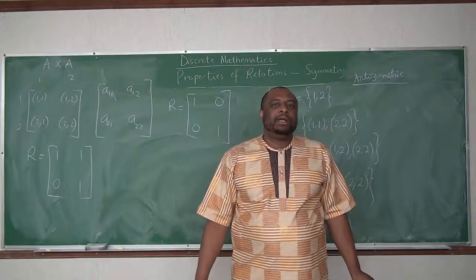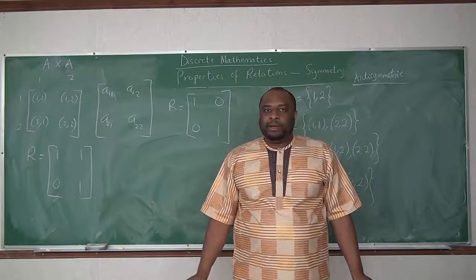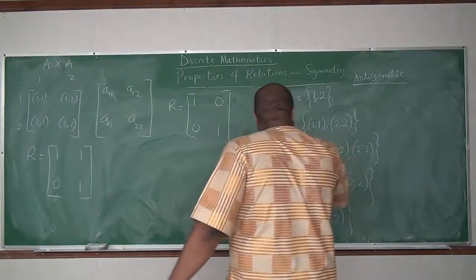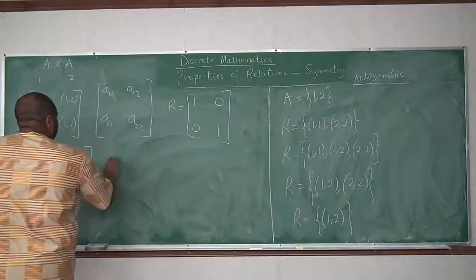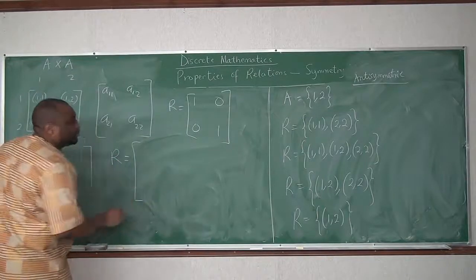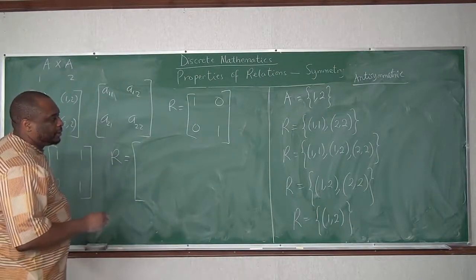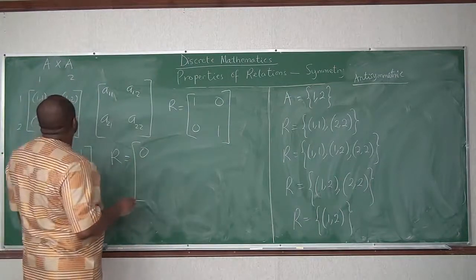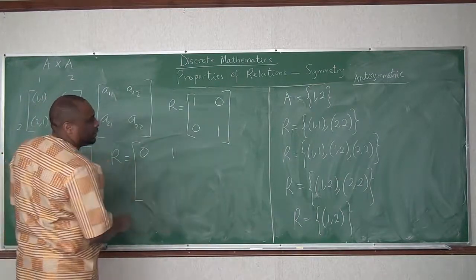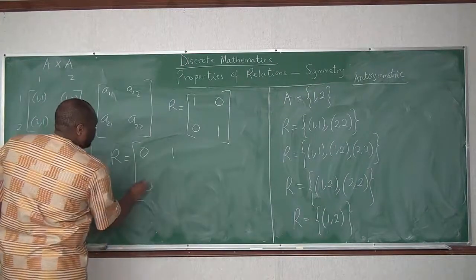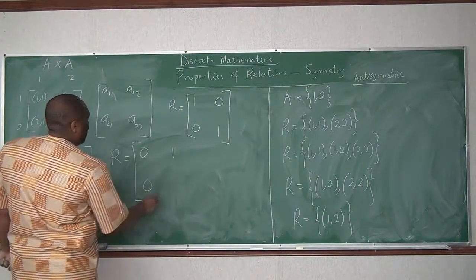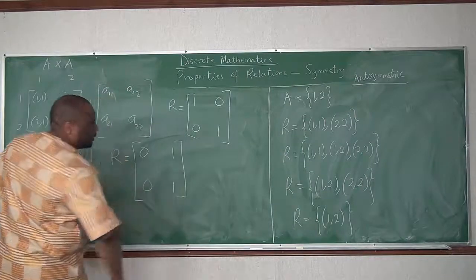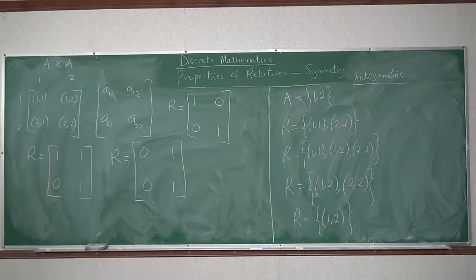So you cannot have both. Now, the other one, 1, 2, and 2, 2. You can also have it this way. 1, 1 is not there, so we put 0. 1, 2 is 1, we put 1. 2, 1 is not there, we put 0. 2, 2 is 1. This is still possible.